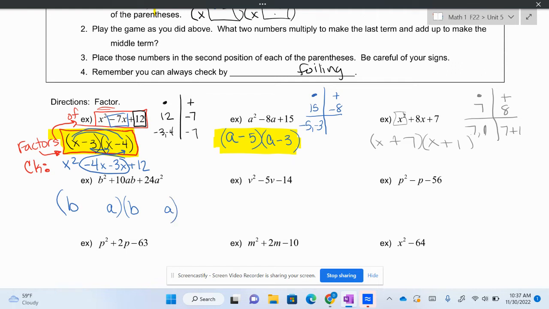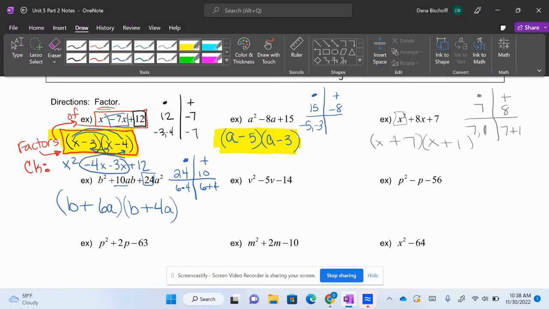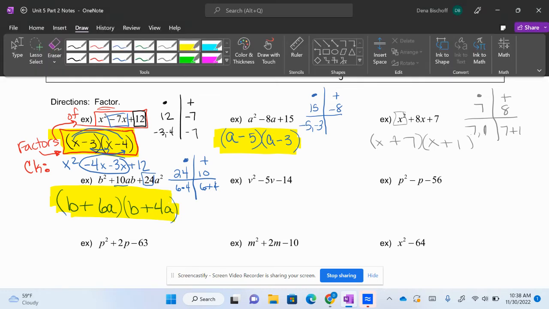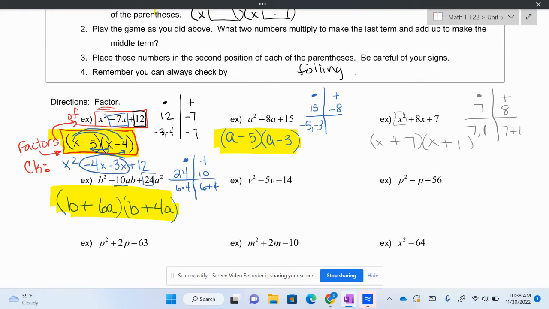So the only thing that we need to do is use our times-plus chart, right? To figure out what two numbers multiply together to equal 24 and add together to equal 10. Well, I think that's 6 times 4 is 24, and 6 plus 4 is 10. So b plus 6a times the quantity b plus 4a. Now I'm going to check this by factoring, but I just want you to know that this is the factored form of the trinomial b squared plus 10ab plus 24a squared. But let's go ahead and factor this.